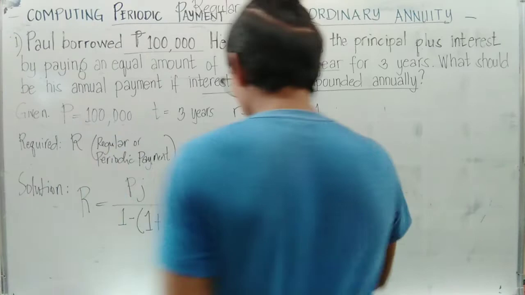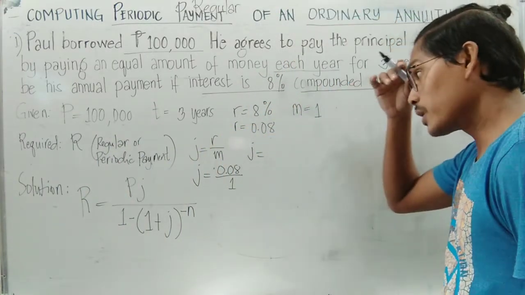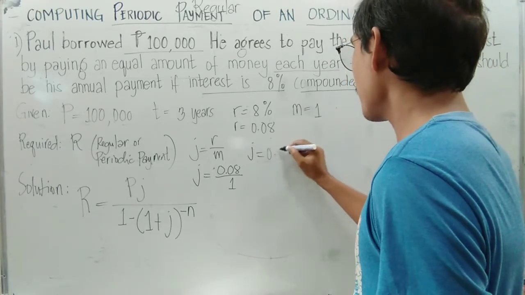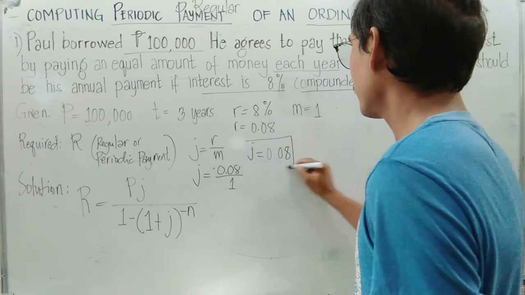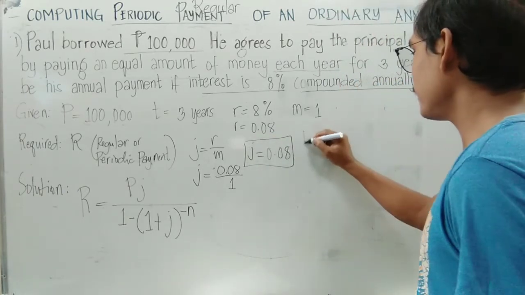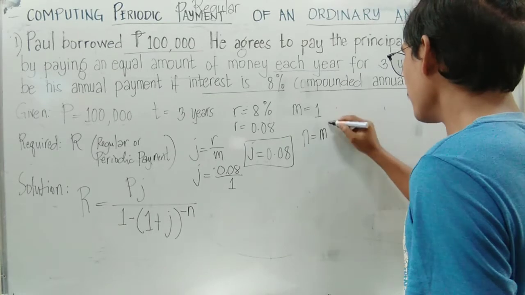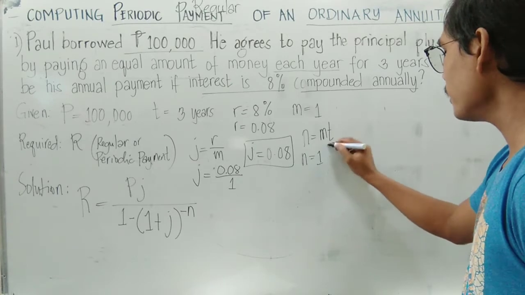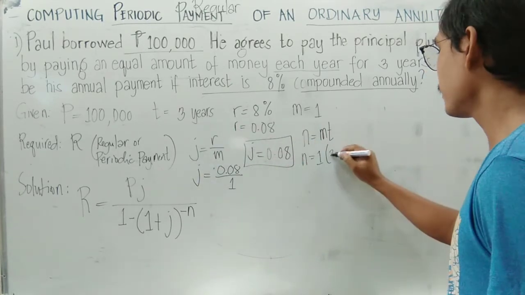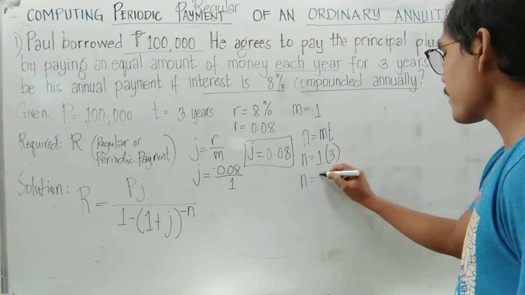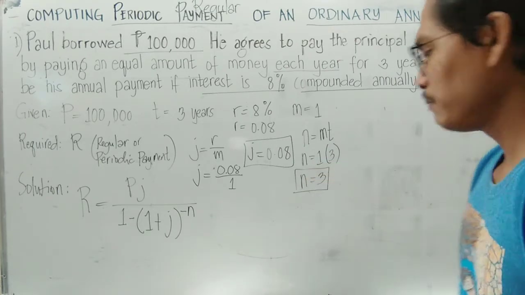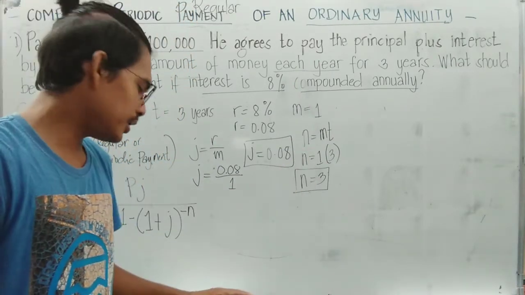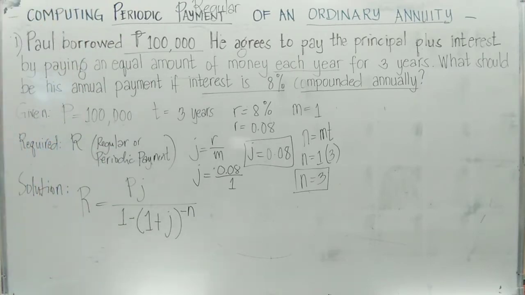So this is the identity property of division. Any number divided by 1 is equal to that number. So we have 0.08. Okay, then let us solve for n. So n is equal to the number of payments, that will be m times t. So n is equal to, our m is equal to 1, and t is equal to 3. So therefore, 1 times 3 is 3. Again, this is the identity property of multiplication. Any number multiplied by 1 is equal to that number.